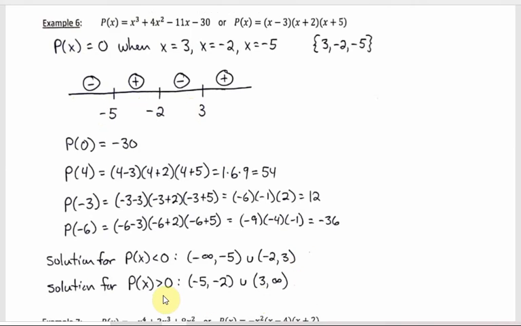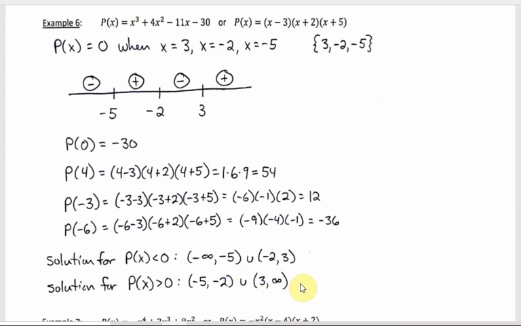Then for p of x greater than 0, it's where the two pluses are. So up here between negative 5 and negative 2. And then here above positive 3. So there's the interval from negative 5 to negative 2. There's 3 to infinity, and the union of those would be that answer.